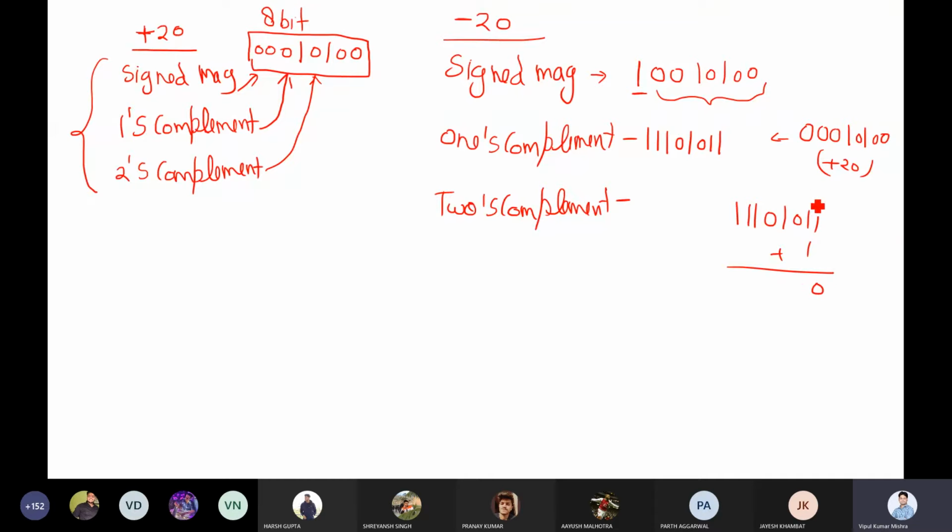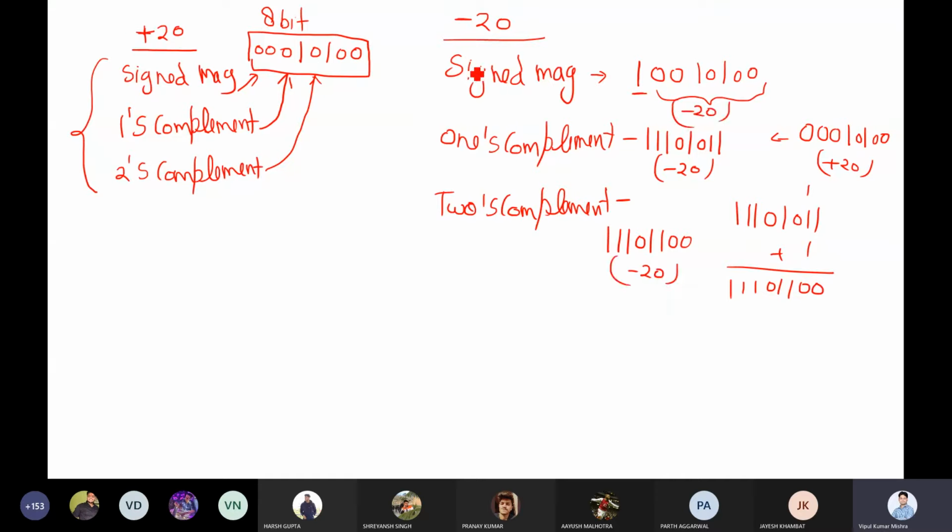So 1 plus 1 will be 0, then another 1 plus 1 will be 0, then 1, then 1 0 1 1 1. So this is your 2's complement. So you can say this is the 2's complement method to represent minus 20. So this is also minus 20, this is also minus 20, and this one is also minus 20.